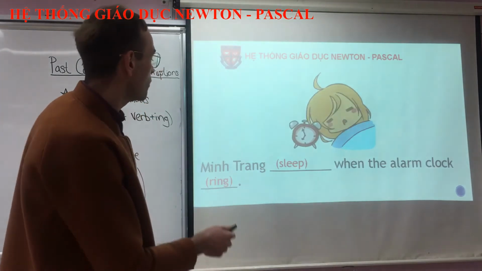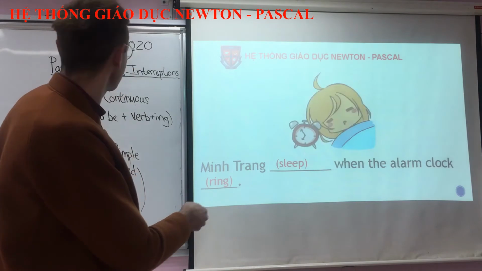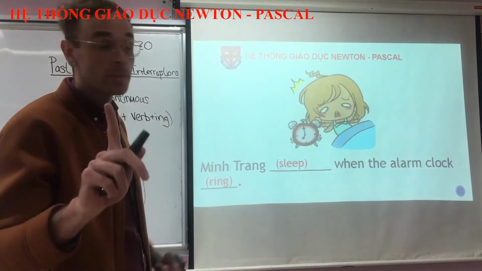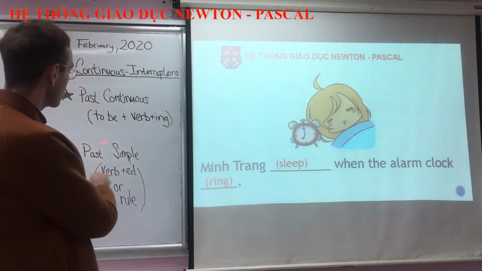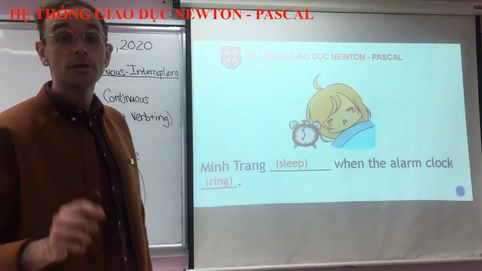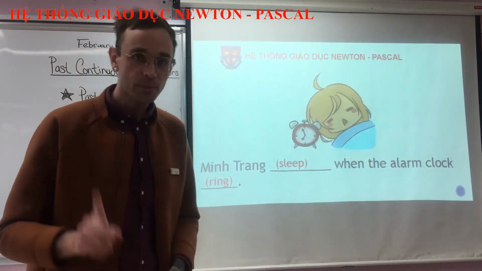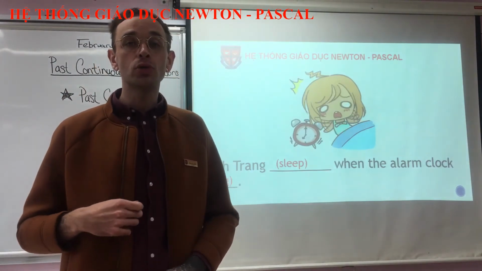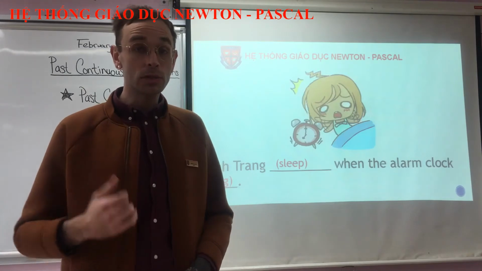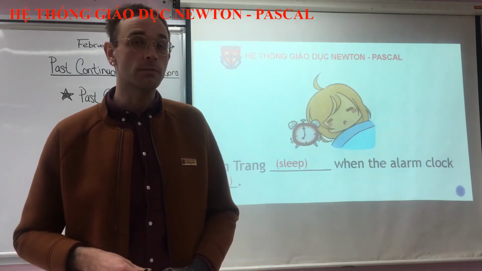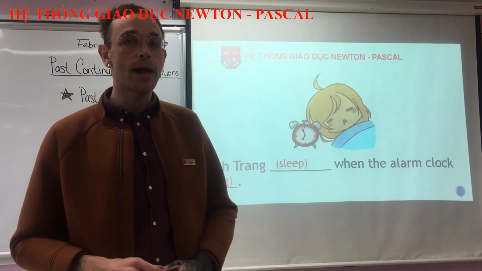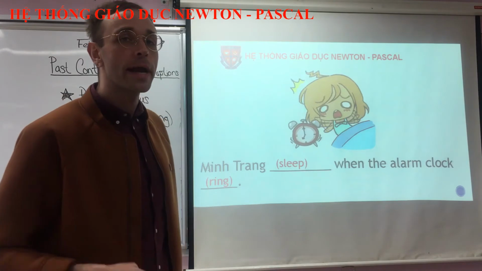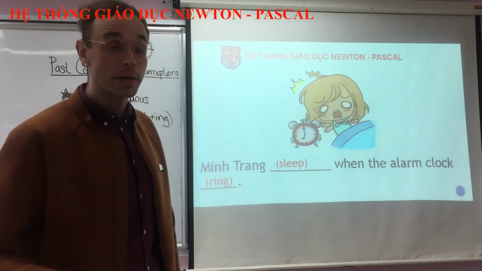So, remember, for our first verb, right here, sleep, we need to put this verb into the form past continuous. And for our second verb, ring, we need to put the verb into the form of past simple. All right, I want you to think about your answer, and I want you to try and complete this sentence using the correct answers, the correct verbs. And I'm going to give you some time to do that now. Okay, have you got your answer? Let's check our answers to see if we both have the same one.